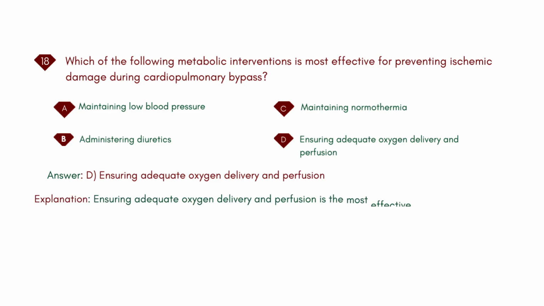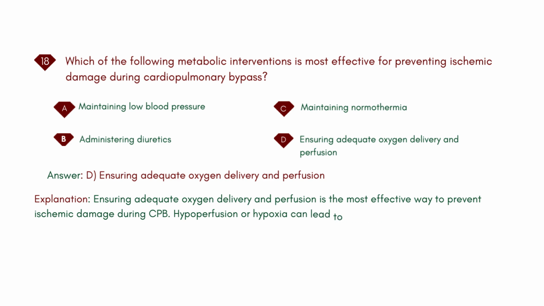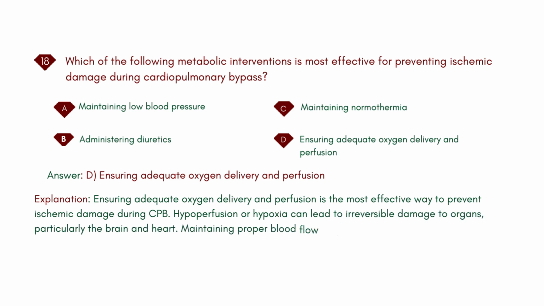Explanation. Ensuring adequate oxygen delivery and perfusion is the most effective way to prevent ischemic damage during CPB. Hypoperfusion or hypoxia can lead to irreversible damage to organs, particularly the brain and heart. Maintaining proper blood flow and oxygenation is key to minimizing the risk of ischemia and tissue injury.